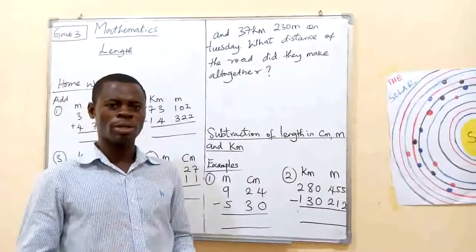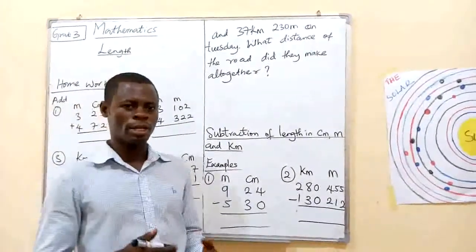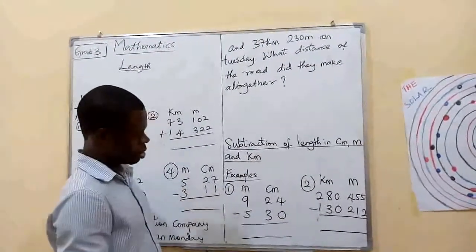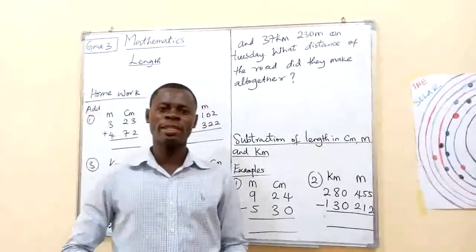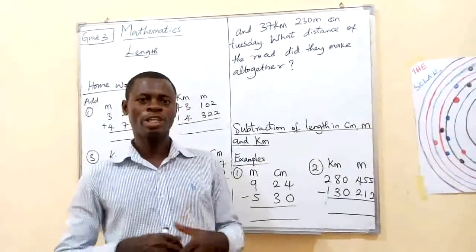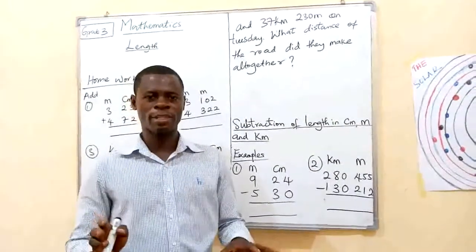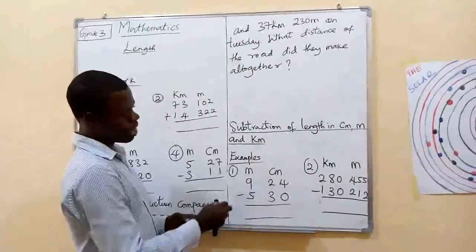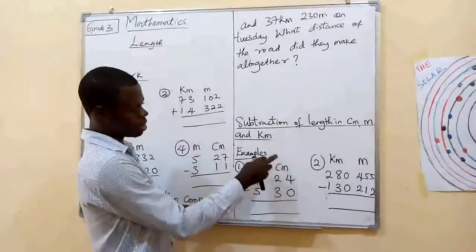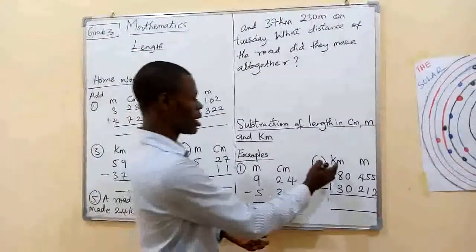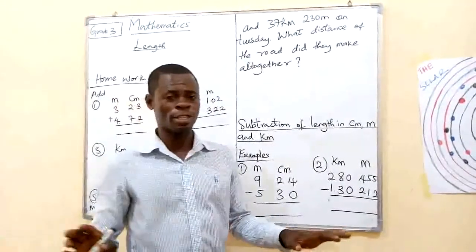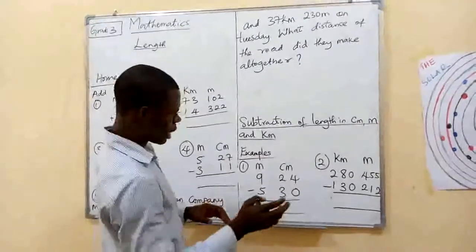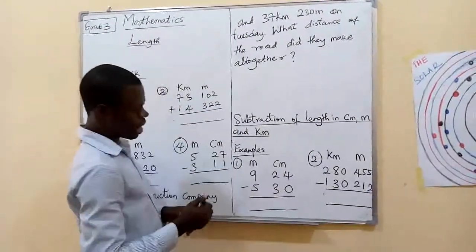Alright, children, next we are going to look at subtraction of length in centimeters, meters, and kilometers. Subtraction of length is the same as normal subtraction. There is no difference, as I told you for addition. The only difference is the symbols you have here. m stands for meter, cm stands for centimeter, and km stands for kilometer. That is the only difference. But the normal subtraction is the same. So we are going to start with the examples we have here.